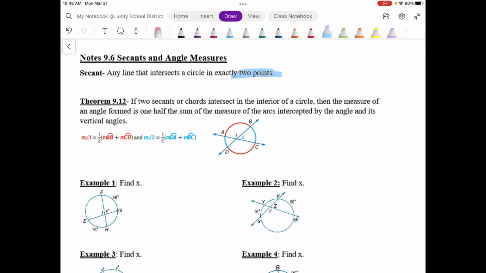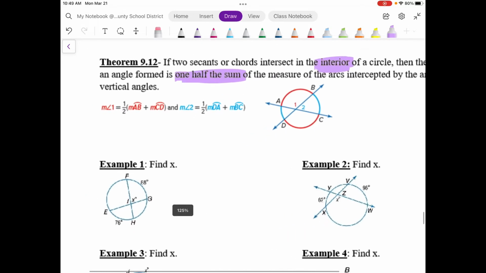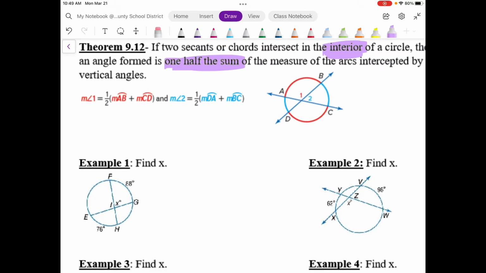We have the first theorem here, 9.12. If 2 secants or chords intersect in the interior, that means inside of a circle, then the measure of the angle formed is 1/2 the sum of the measure of the arcs intercepted by the angle and its vertical angles. So here we have the first example.